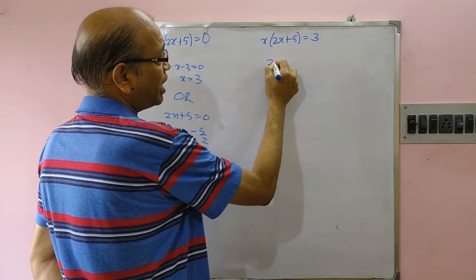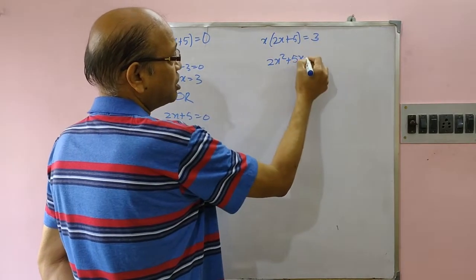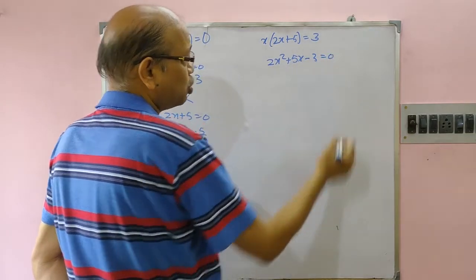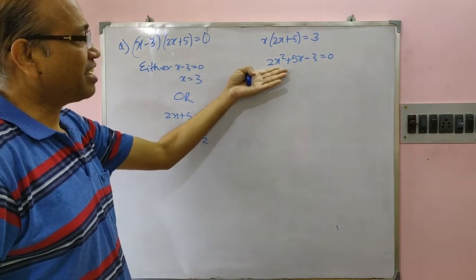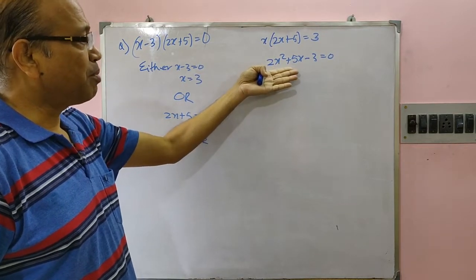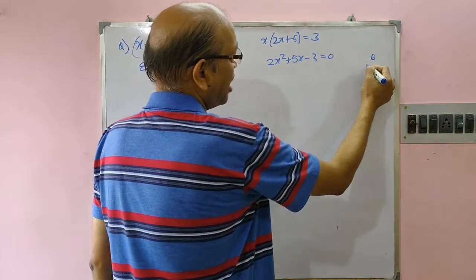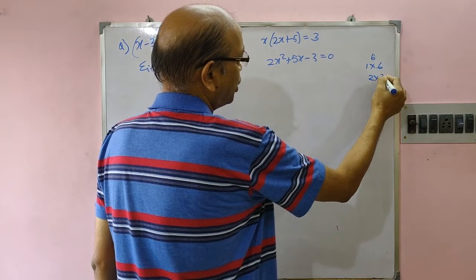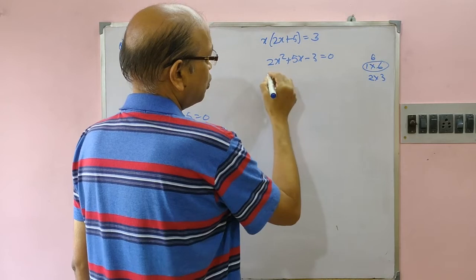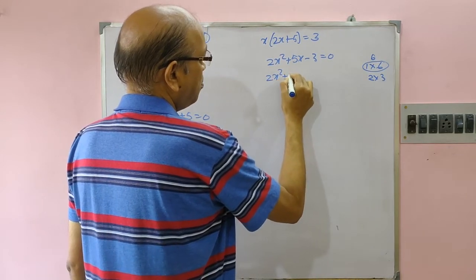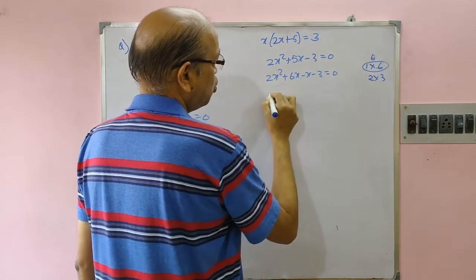So I open up the bracket. What I get? 2x square plus 5x, and I bring this 3 to this side. I get minus 3 equals 0. Now I have to factorize this by middle term breaking. How do we do? We got the factors of 6. So 6 can be 1 into 6 or 2 into 3. So we take this factor and see if this is a factor or not. So here it becomes 2x square plus 6x minus x minus 3 equals 0.